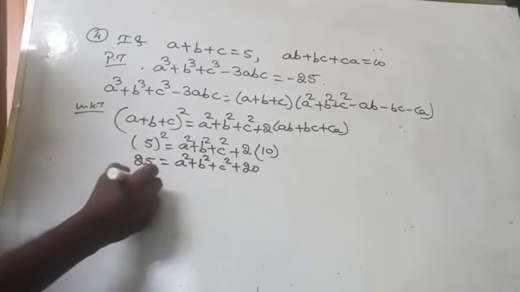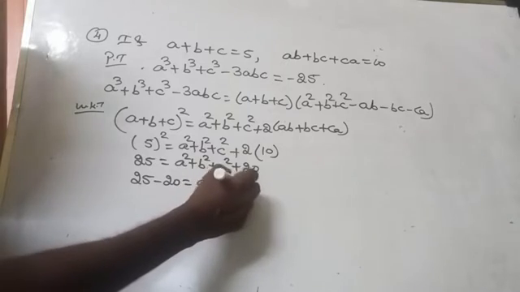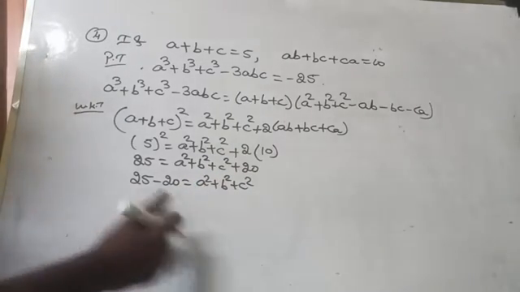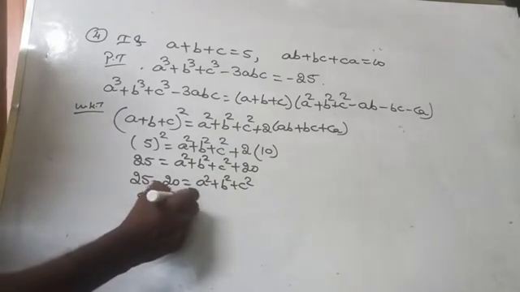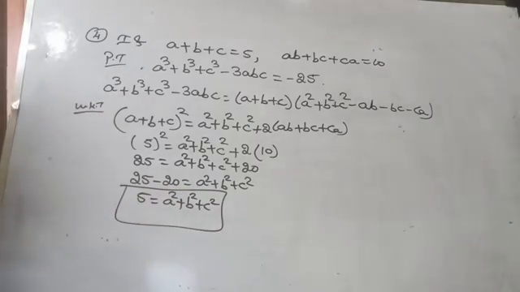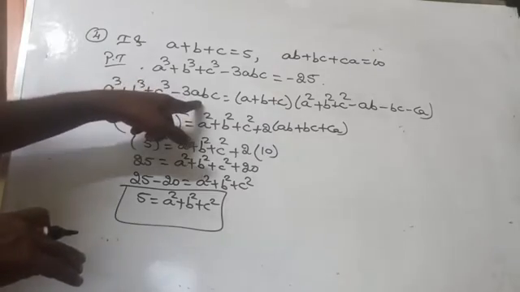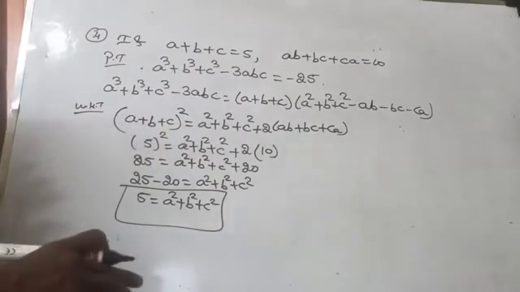Then 25 minus 20 is equal to a square plus b square plus c square. So 25 minus 20 is 5 now. That is, 5 equals a square plus b square plus c square. Now they asked us to prove a cube plus b cube plus c cube minus 3abc equal to minus 25. We have to prove that. Am I right?